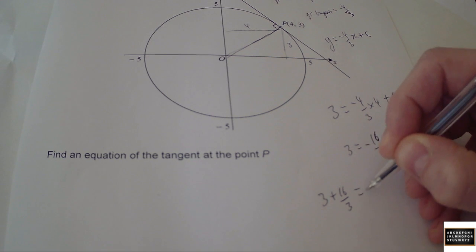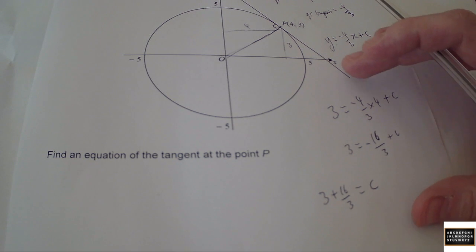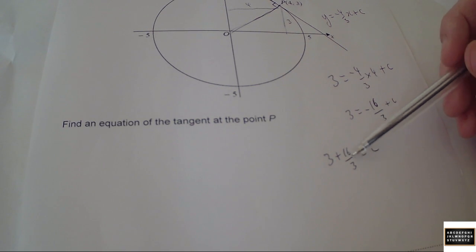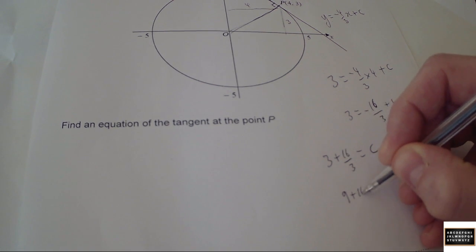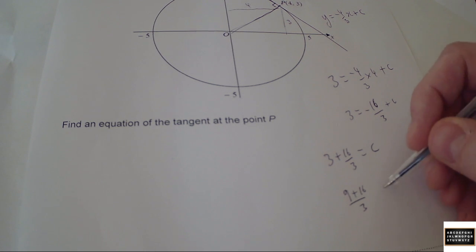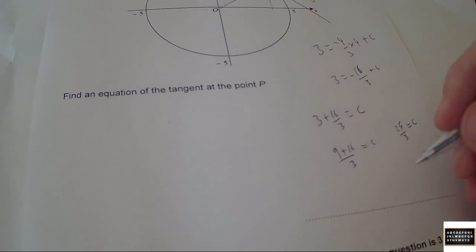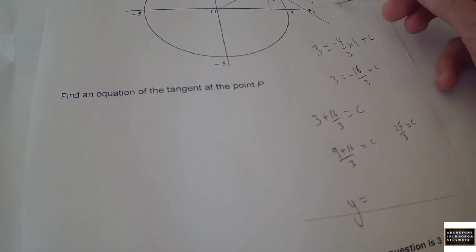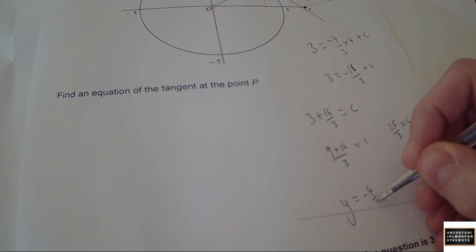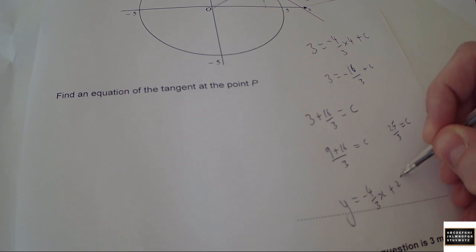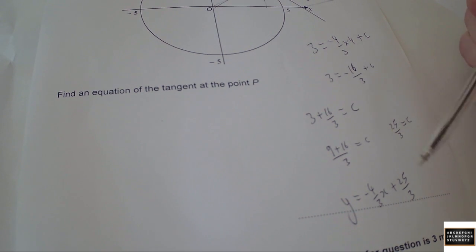Here you would be trying to add the 16 over 3 to get it over the other side, so 3 plus 16 over 3. Again, if you're good at top-heavy fractions, you'll know that 16 over 3 and this added up will be the same as this, because you've got to find a lowest common denominator. That's 9 plus 16 over 3 equals c, so that's 25 over 3, and so the equation then of the tangent will be this bit up here: y equals -4/3 x, and then plus this 25 over 3. So very basic question, very basic answer.